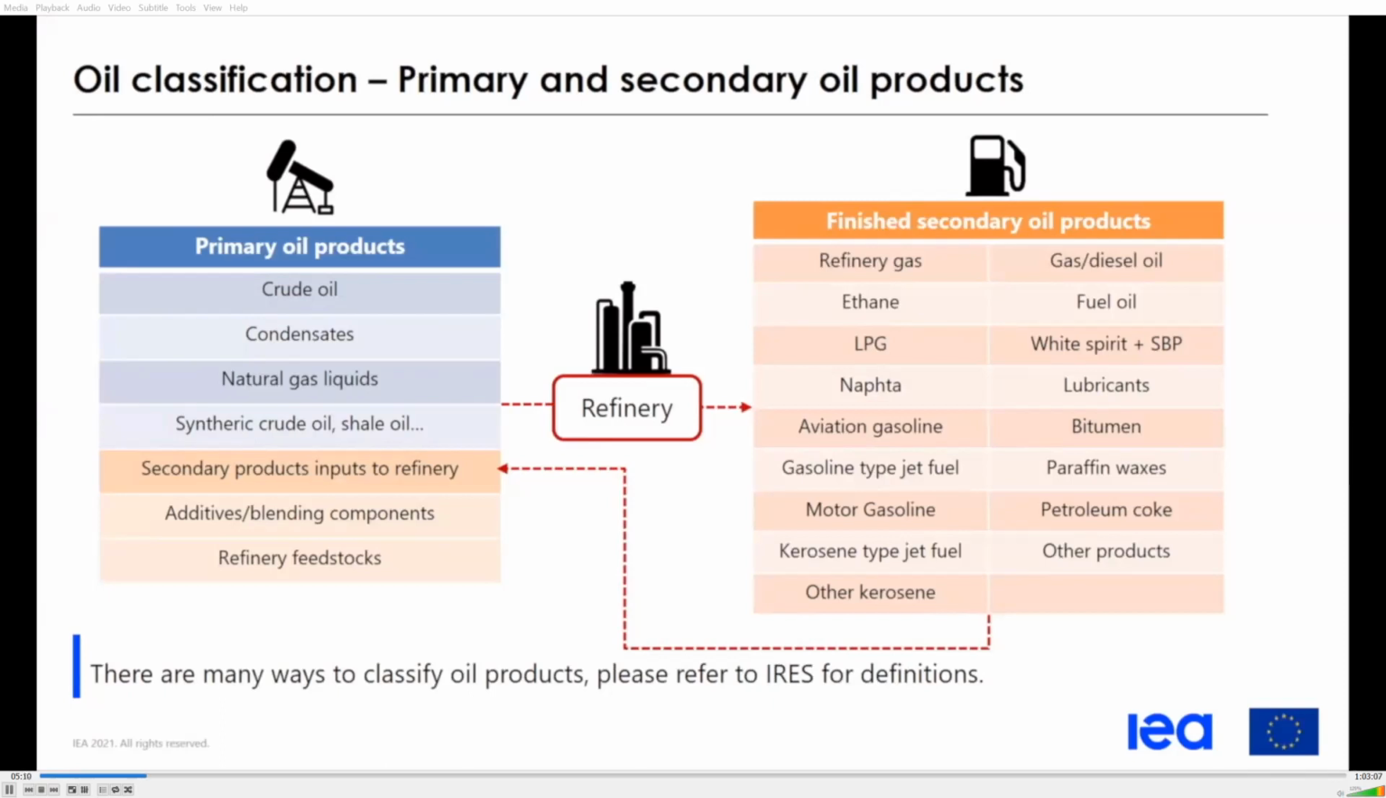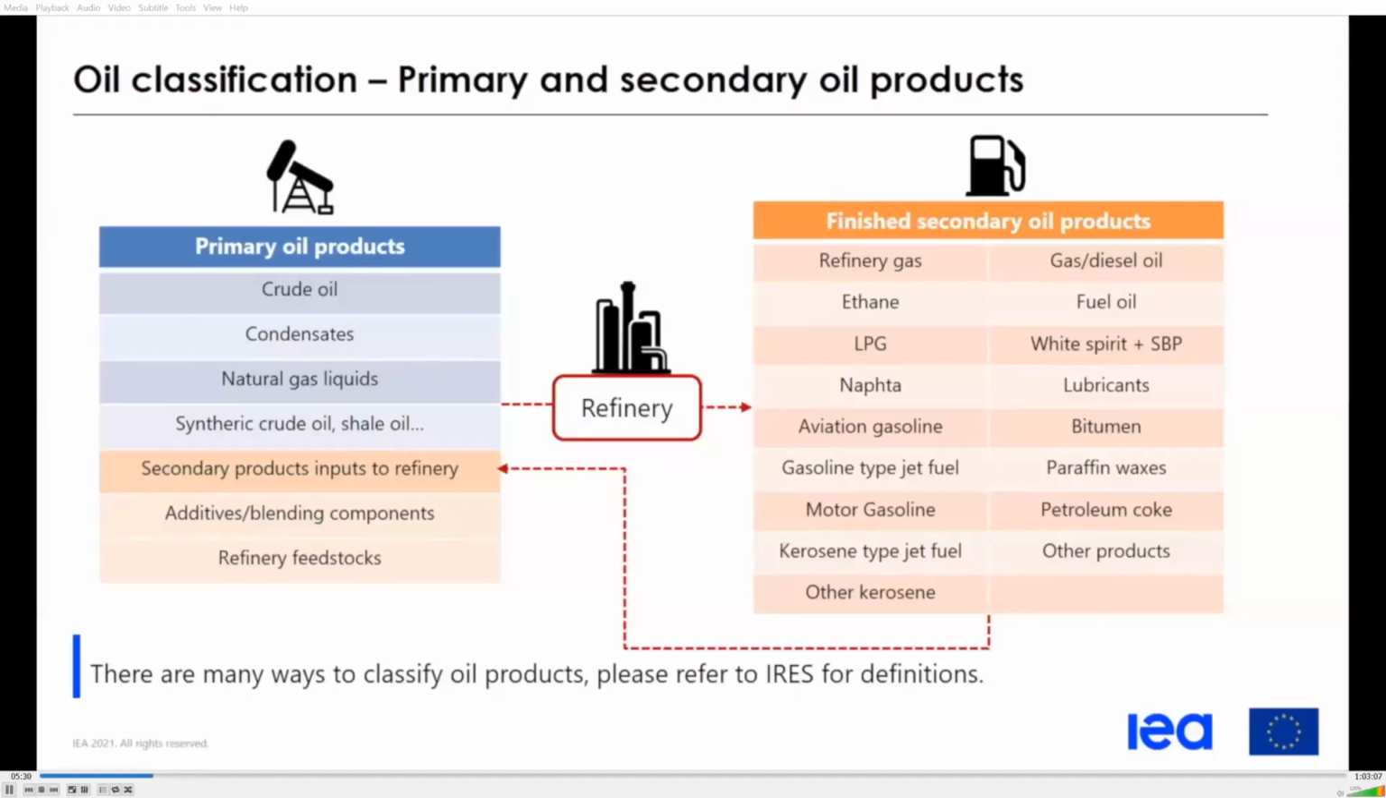To discuss it a bit more in detail, in primary oil products, you will find crude oil and natural gas liquids, for example, coming from oil wells or natural gas fields. But you can also find some synthetic crude oil, which we'll discuss a little bit later, and some secondary products as inputs to the refinery, additives and feedstocks, for example.